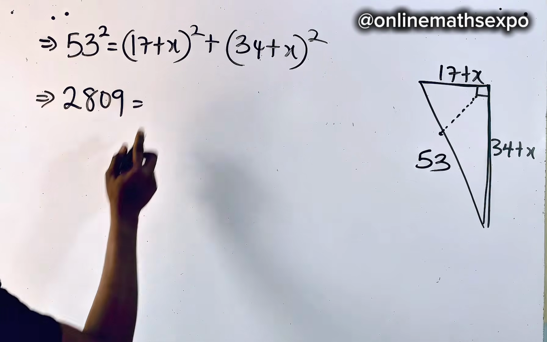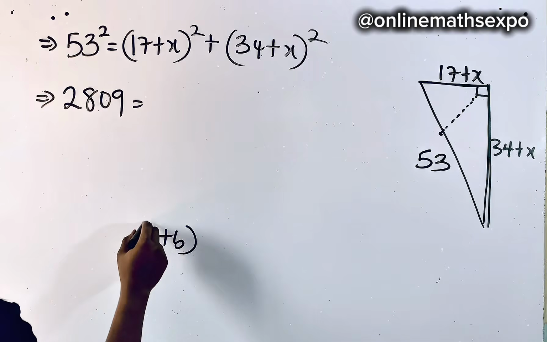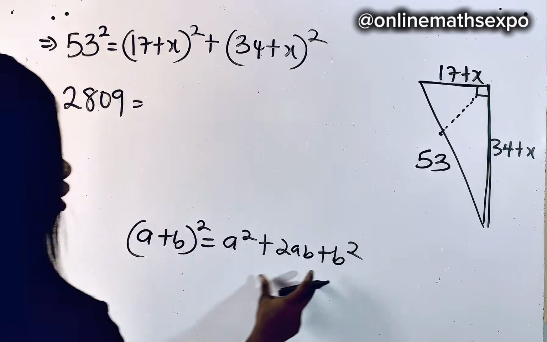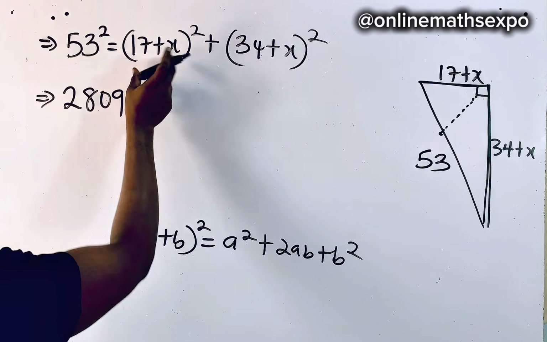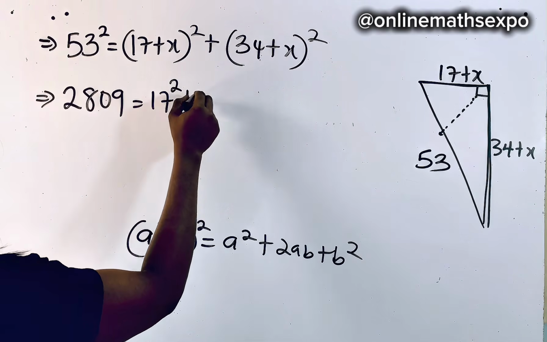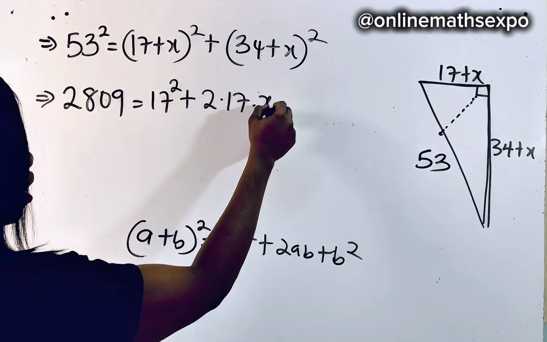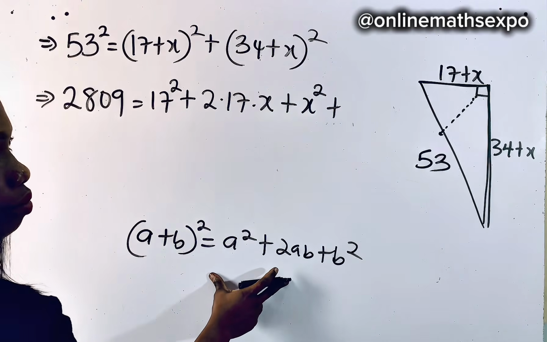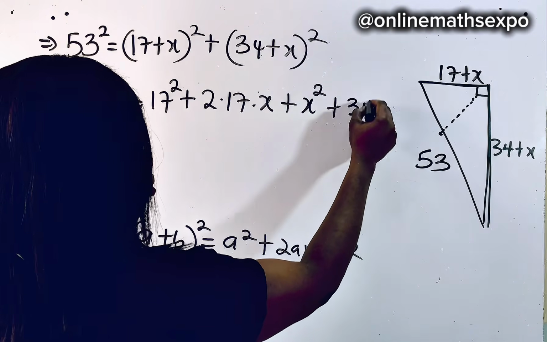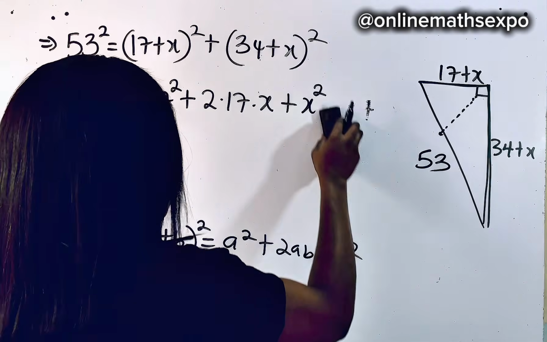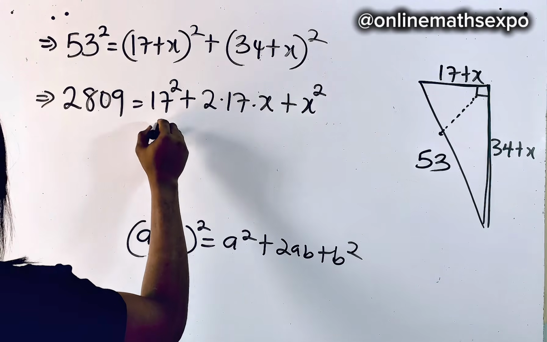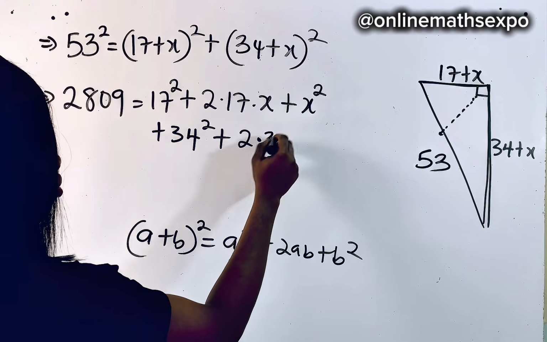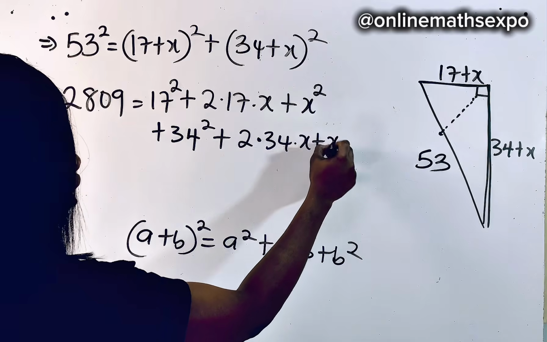53 squared gives us 2,809. For this, just remember for every (a plus b) squared, it's always a squared plus 2ab plus b squared. Apply this algebraic identity here. We have 17 squared plus 2 times 17 times x plus x squared plus, for this, apply the same identity. We have 34, so we're going to have 34 squared plus 2 times 34 times x plus x squared.